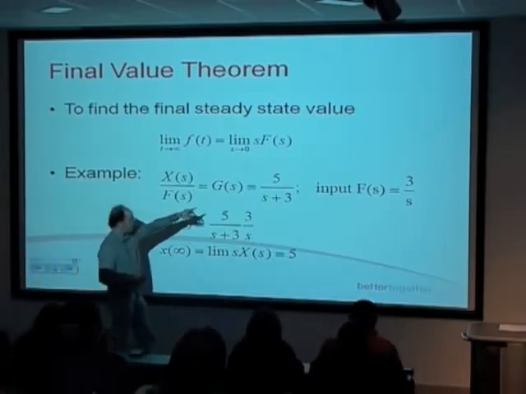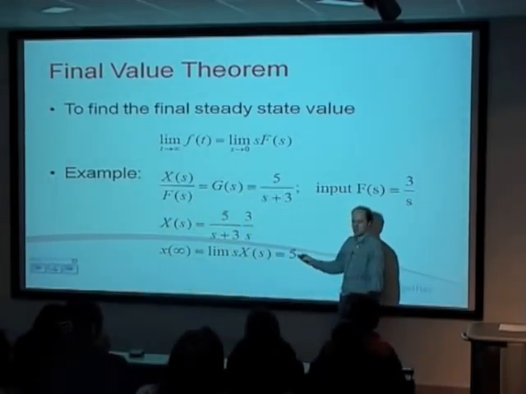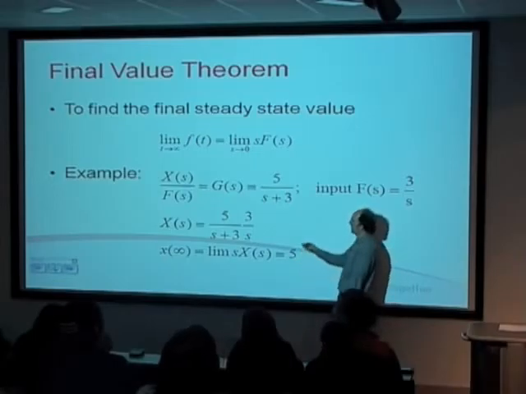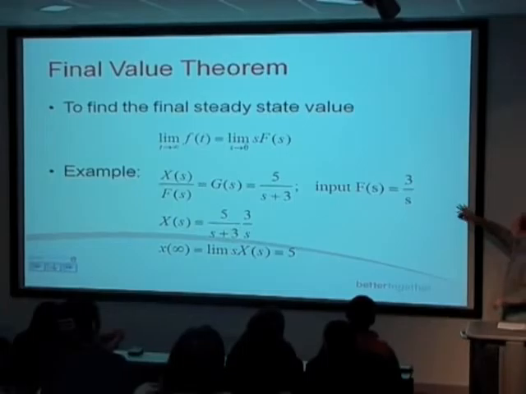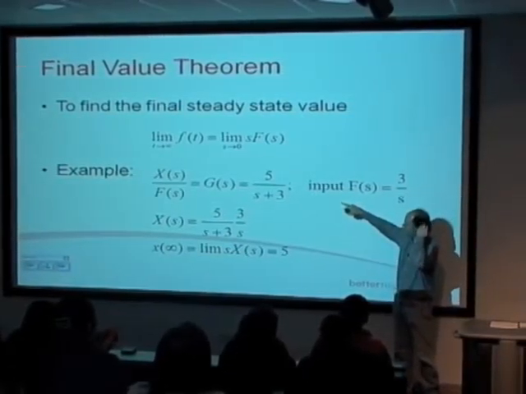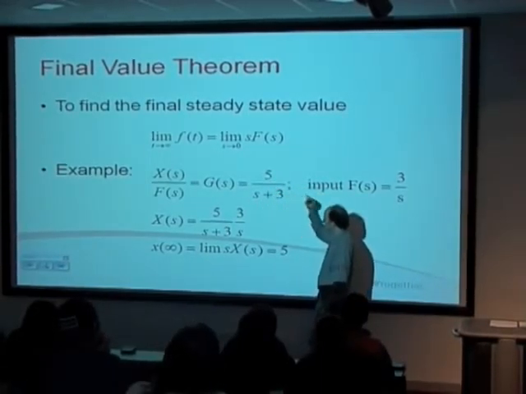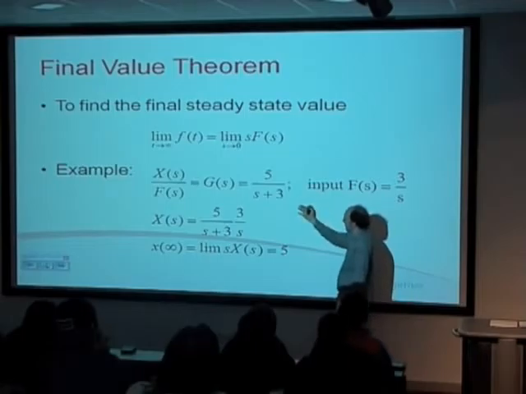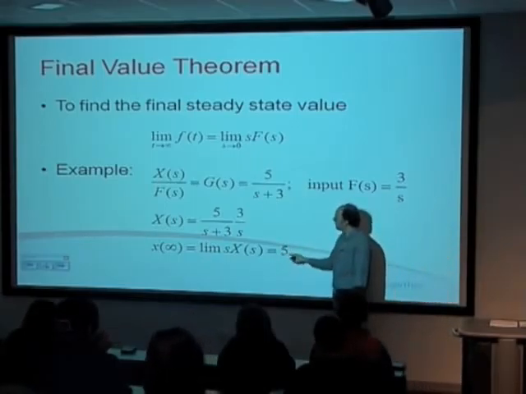My gain is 5 in this system. My input was 3, and I'm getting 5 as my response. That may be what I want, it may not be what I want. It depends on the system. But with a step input, 3 upon s, my first order transfer function, I've got my gain is 5. s plus 3 is the denominator, so my tau in this case would be 1 upon 3. And my final value is going to be 5.